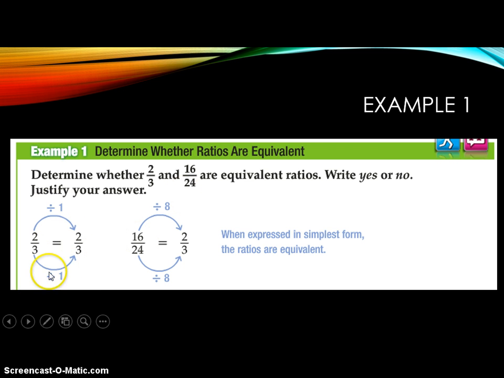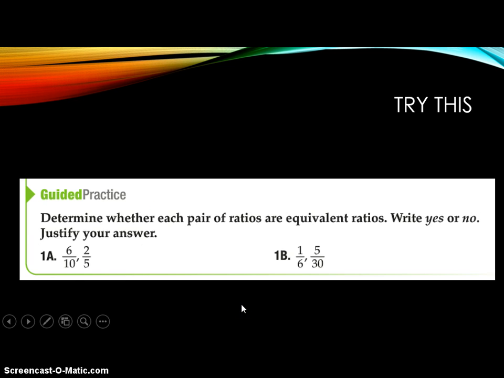And your book just shows you a quick way to do this. 2/3, if you already know, is 2/3. You don't have to show this. Okay, but if I divide 2 by 1, I get 2. If I divide 3 by 1, I get 3. And 2/3 is 2/3. But I can make 16/24 much simpler by dividing both by 8. They both have a common factor of 8. Okay, and 16 divided by 8 is 2. 24 divided by 8 is 3, and in fact these two ratios are equivalent. They're equal to each other. So we would write yes, and this is how we justify our work, by showing that they are congruent or equivalent.